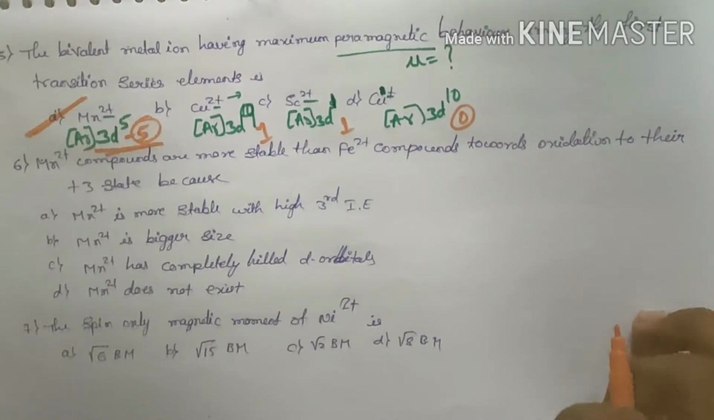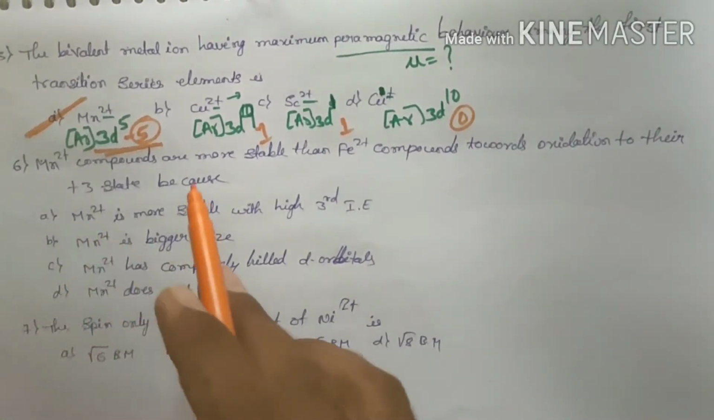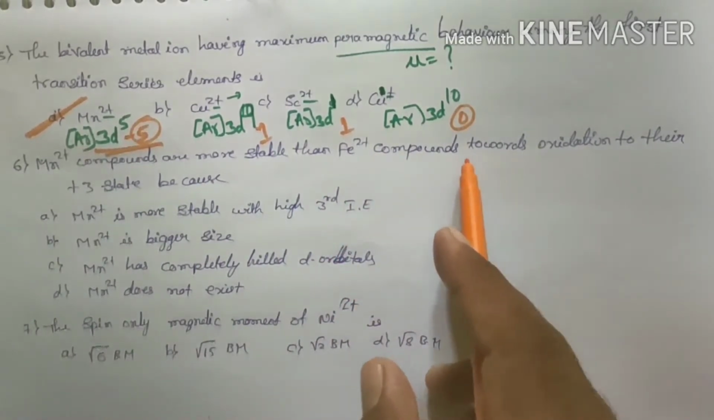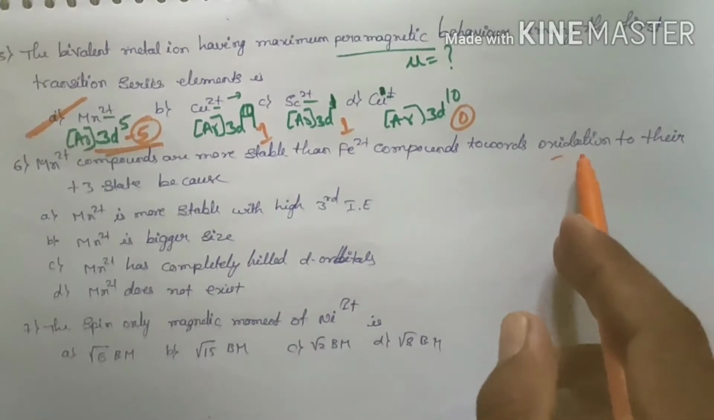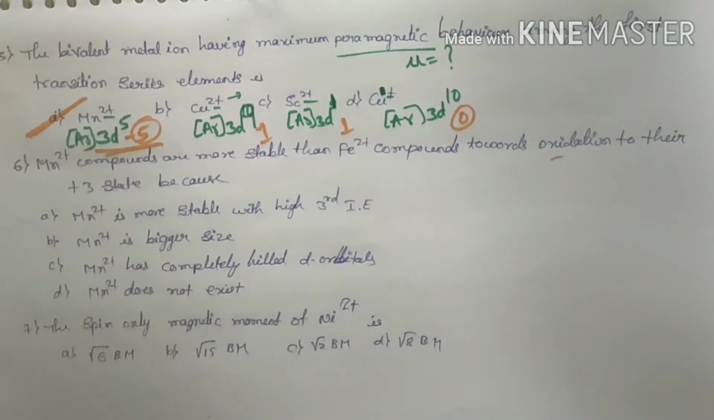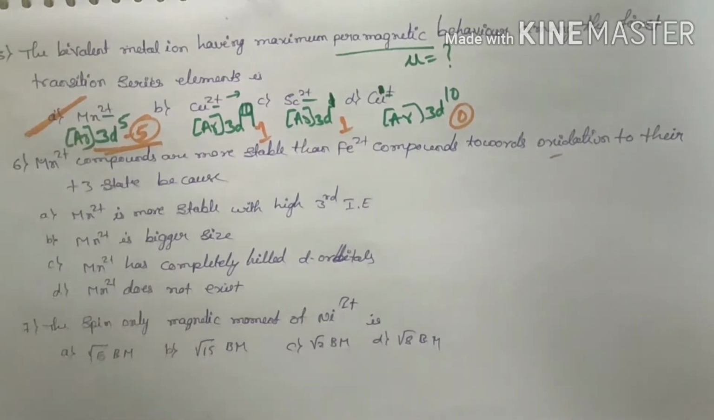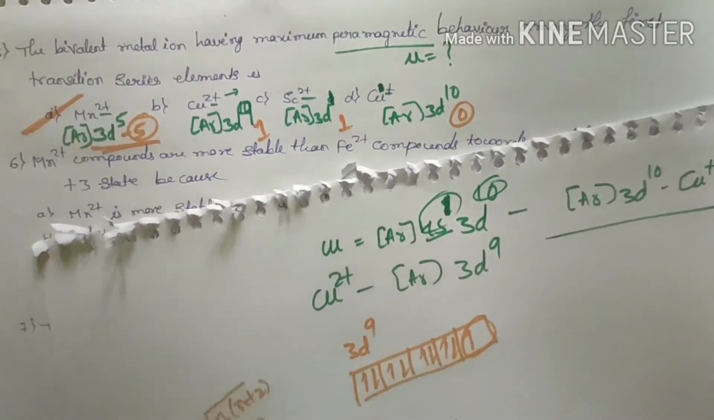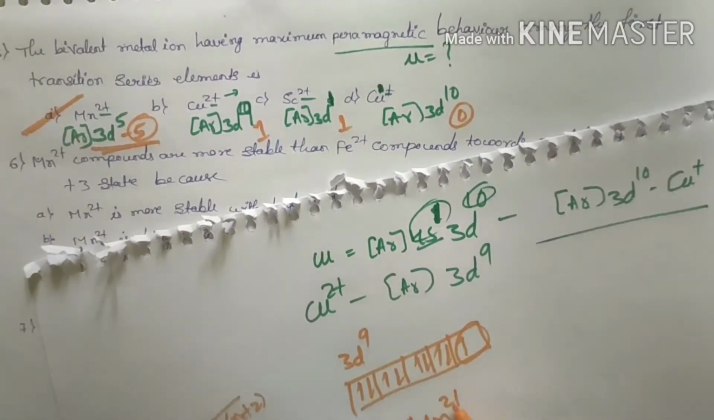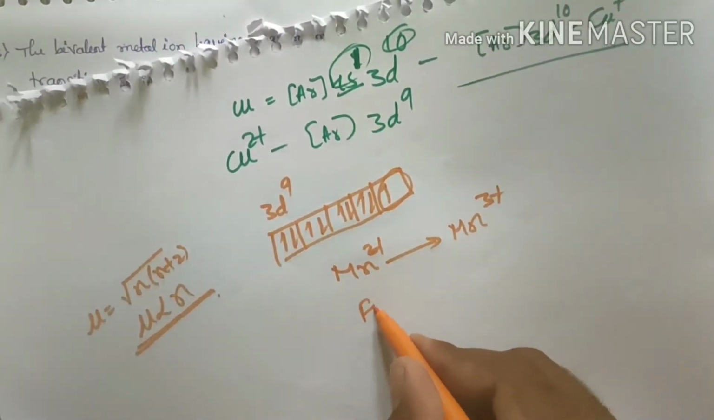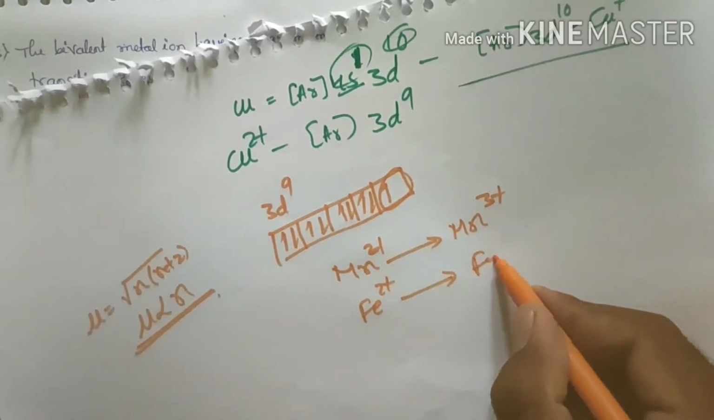Next one, go for the next question. Mn2+ compounds are more stable than Fe2+ compounds towards oxidation to their +3 oxidation state, because it's a very simple question I discussed in our oxidation number concept. What are they asking? Mn2+ converted into Mn3+, Fe2+ converted into Fe3+.